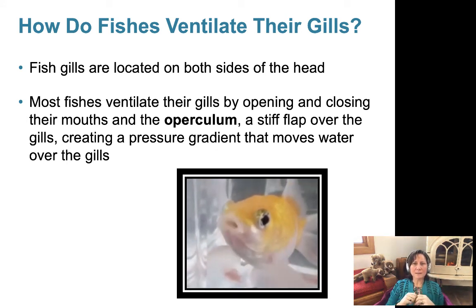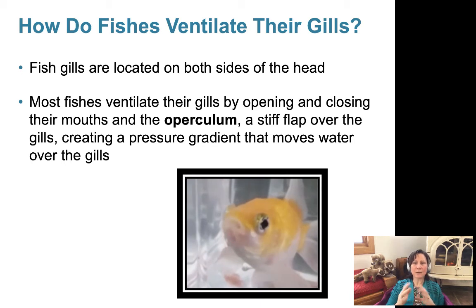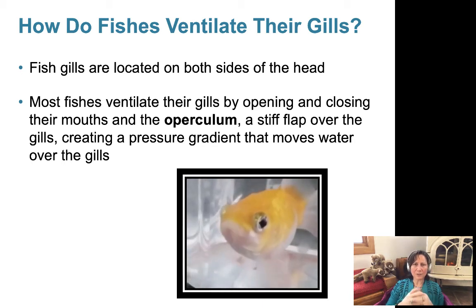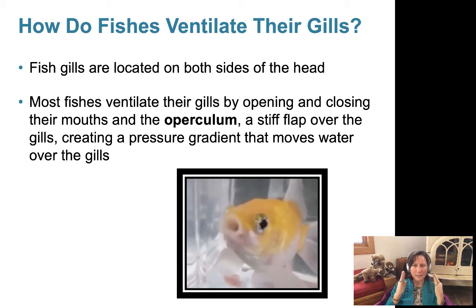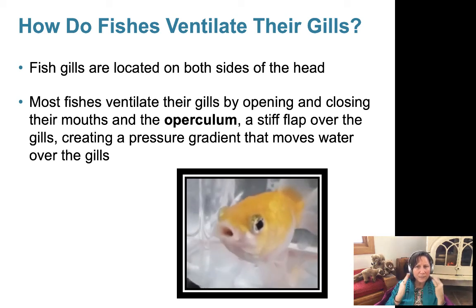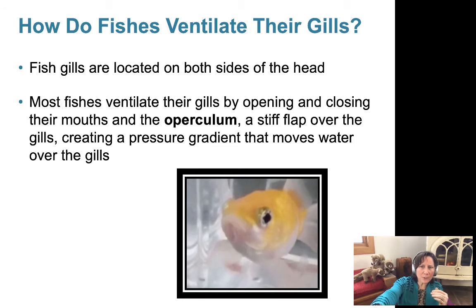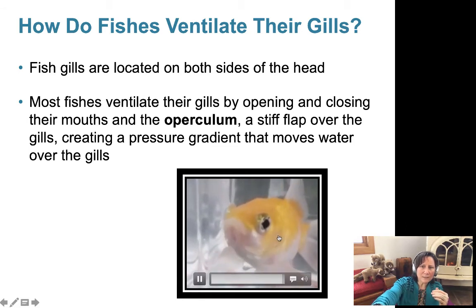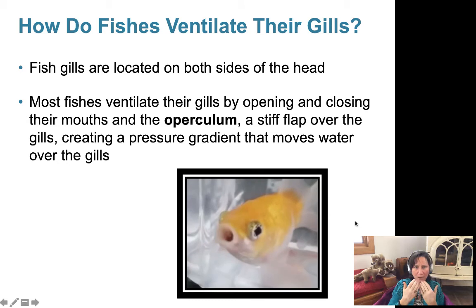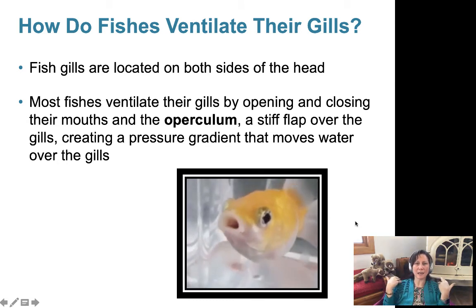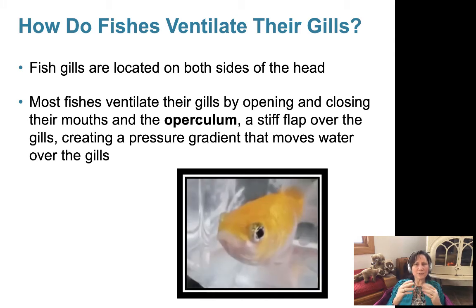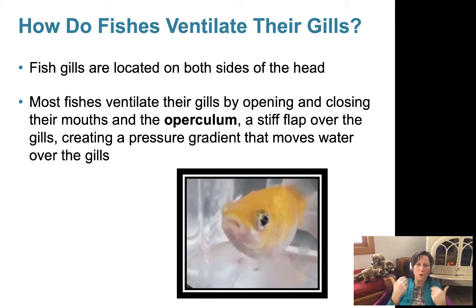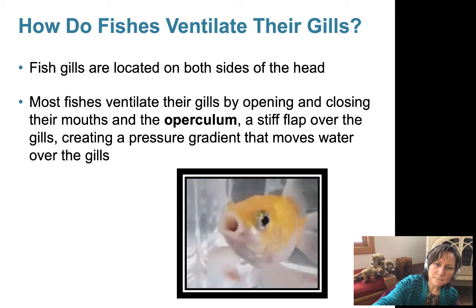I didn't realize. Anyway, fish gills are located on either side of the head. And you can see here in this video, this fish is actively opening and closing its mouth. And it's a little harder to see, but it's actually moving. There you go. You can see it moving the opercular cover right here to allow water to enter the mouth, flow over the gills, and then exit out the backside of the gills. So when they're doing this, they're creating a pressure gradient that moves water across those gills.